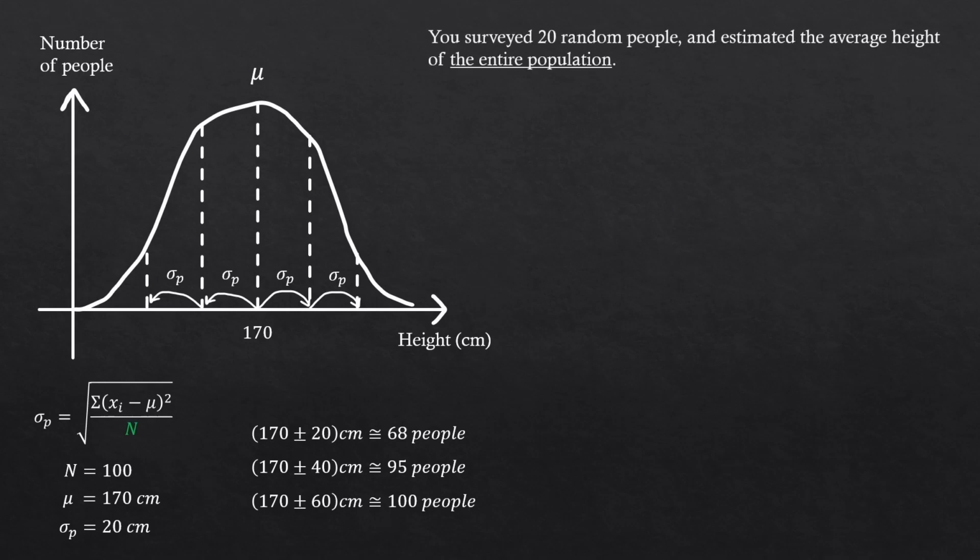Now, let's say you survey 20 random people only to estimate the average height of the entire population, which is 100 people. The average height of 20 people you surveyed was found to be 149.5 centimeters, let's say. But then just by coincidence, your standard deviation for 20 people happened to be 20 centimeters as well.